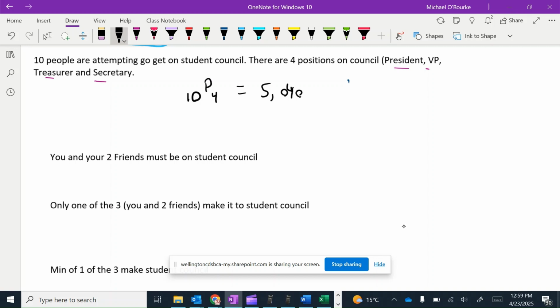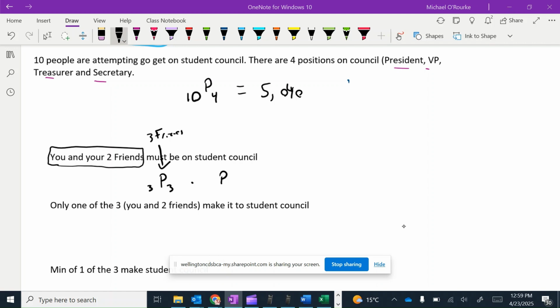Okay, so now you and your 2 friends must be on student council. So I'm going to have 2 of these now. This one here is going to be the 3 friends, you plus the other ones. So you must be on student council. So there's 3 friends, and all 3 of you are going to be on student council. So all options is 3.